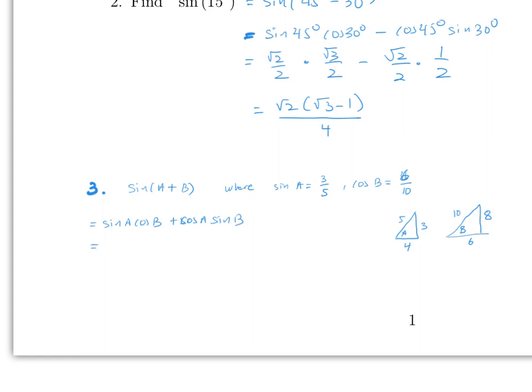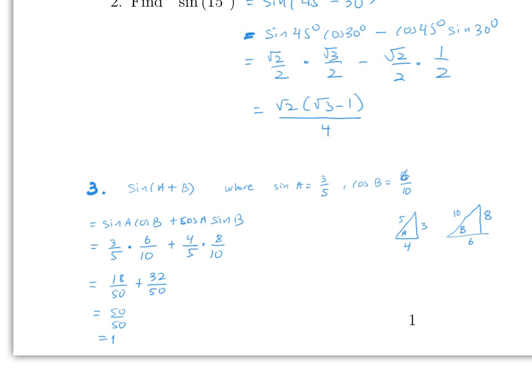So sine a, we already know that is 3/5. Cosine b, we know is 6/10. And then cosine a is 4/5. And sine b is 8/10. And then just simplify. So this will be 18/50 plus 32/50. So in this case, this will be actually 50/50, which is equal to 1.